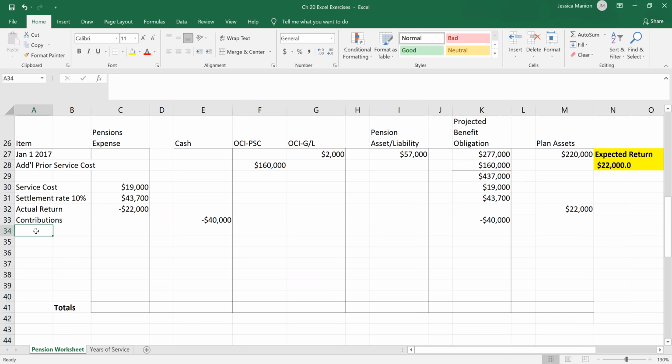Benefits paid is the next line that they're showing us. And I'm just going in the order that they're giving it to us. Remember, the benefits are paid through the plan administrator, so that doesn't affect our journal entry. But any benefits paid, which in 2017 were 16,400, decrease the projected benefit obligation. They decrease the plan assets when benefits are paid.